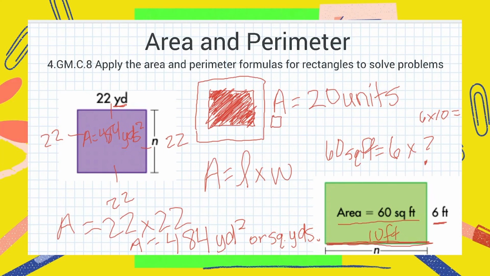And I can check that by multiplying the length times the width. 10 times 6 equals 60. Very good. And that checks out with my area.